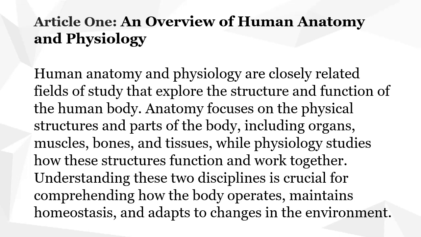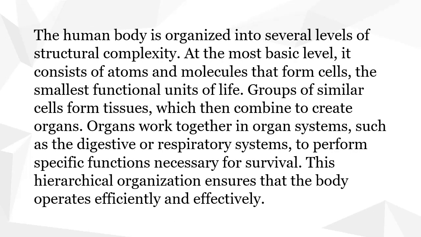Understanding these two disciplines is crucial for comprehending how the body operates, maintains homeostasis, and adapts to changes in the environment. The human body is organized into several levels of structural complexity. At the most basic level, it consists of atoms and molecules that form cells. The smallest functional units of life, groups of similar cells, form tissues, which then combine to create organs. Organs work together in organ systems, such as the digestive or respiratory systems, to perform specific functions necessary for survival. This hierarchical organization ensures that the body operates efficiently and effectively.